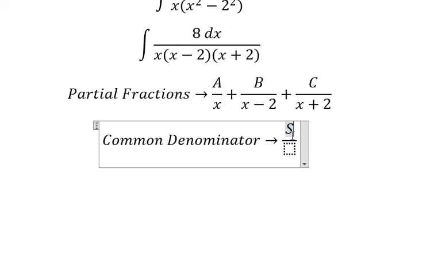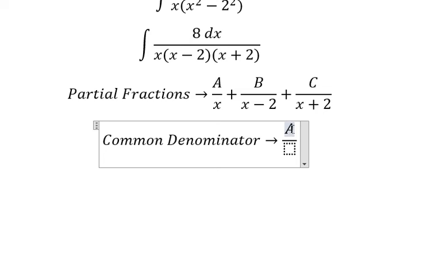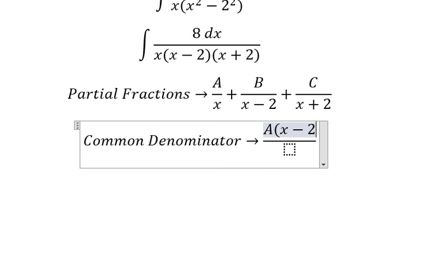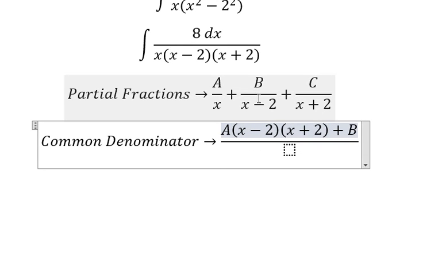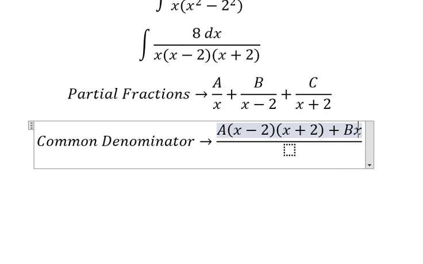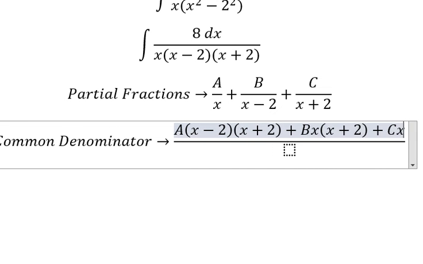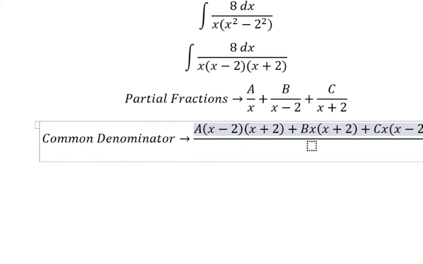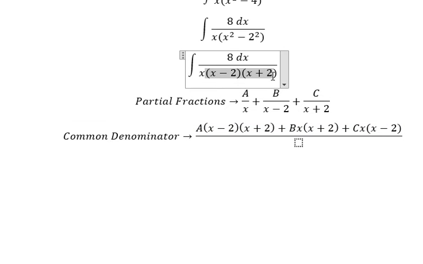So capital A is missing x minus 2 and x plus 2. So capital A will multiply by x minus 2, x plus 2. Capital B is missing x and x plus 2. Similar for capital C.